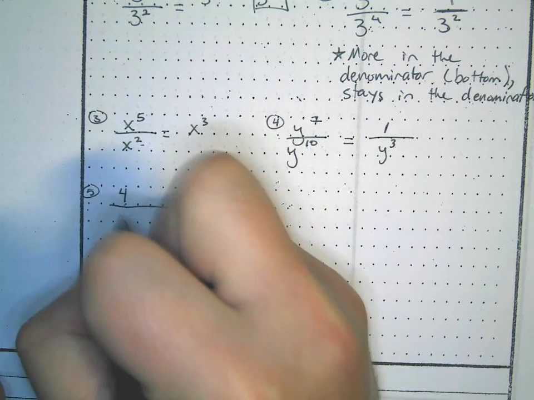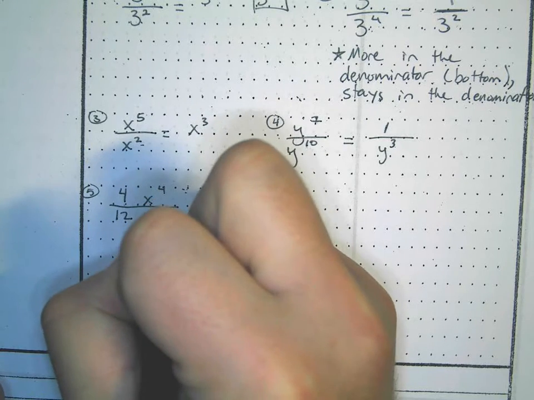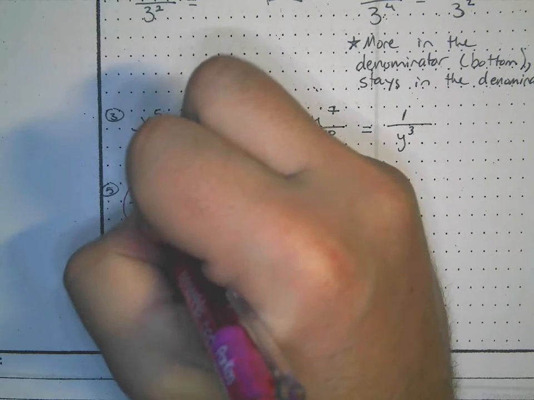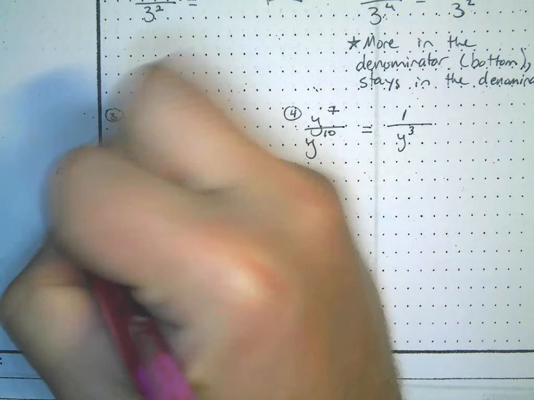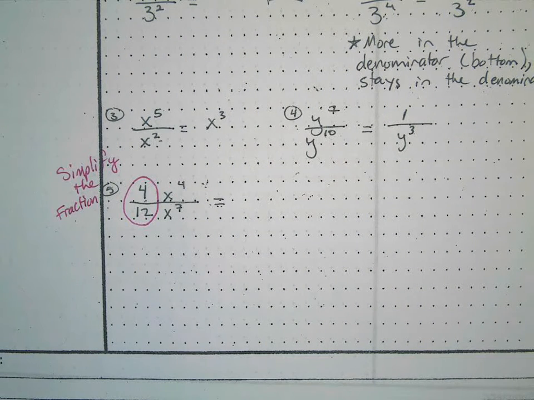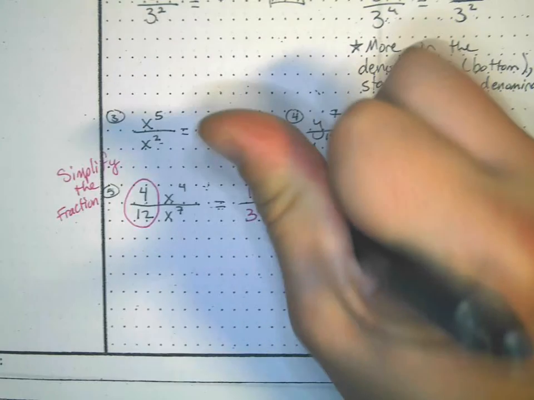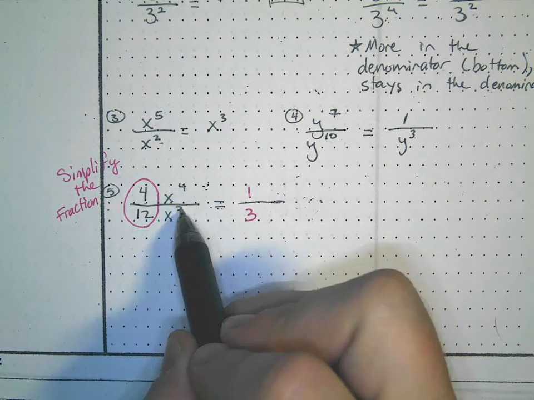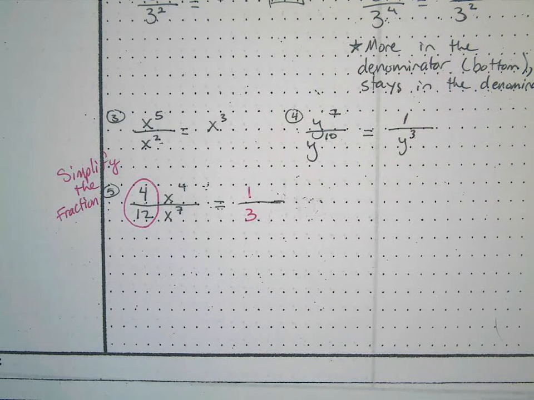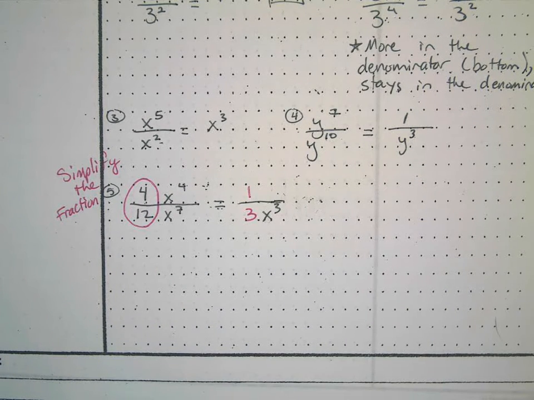So say we have some coefficients. When I see coefficients like this, we're going to simplify that fraction. 4 over 12 becomes 1 over 3. And then with my variables, like bases, subtract the exponents. So 7 minus 4 is 3. Where is it going to be located? Are my x's going to be in the top or the bottom? Well, I have more in the bottom, so they will stay in the bottom, like so.